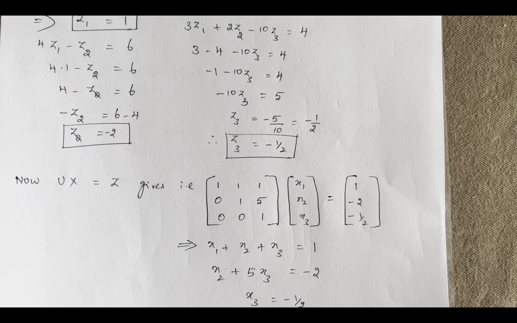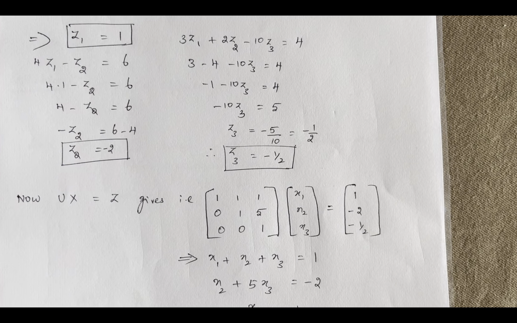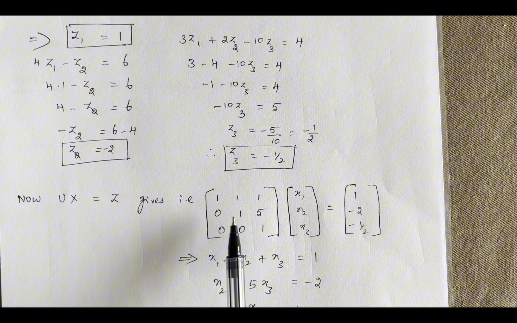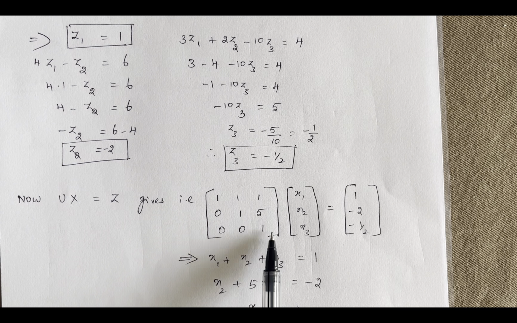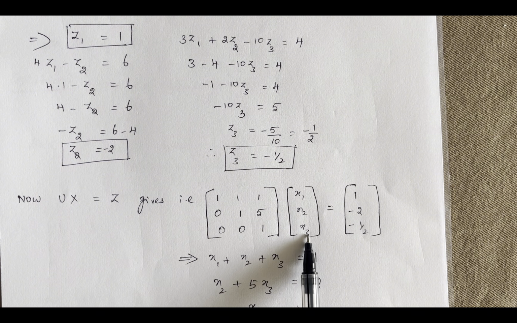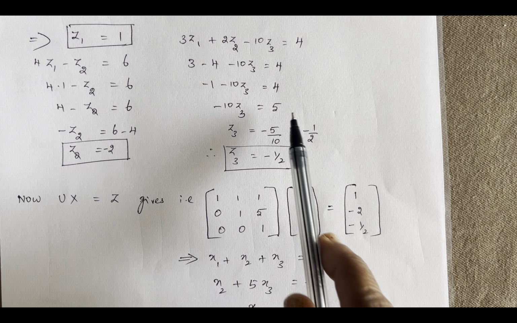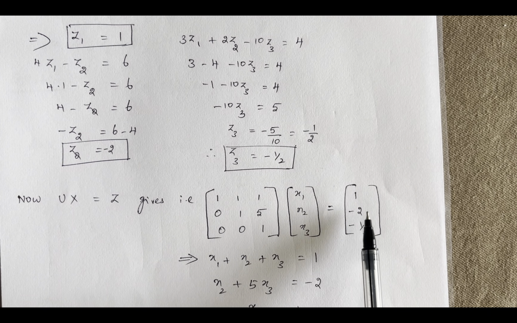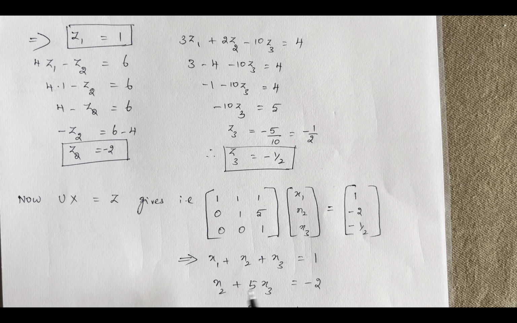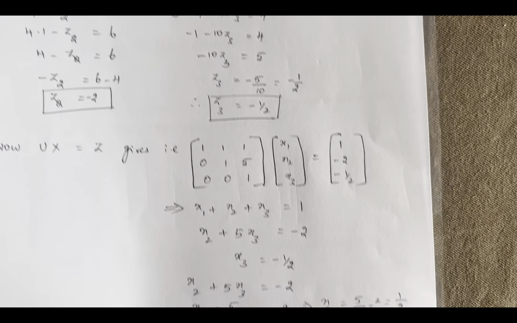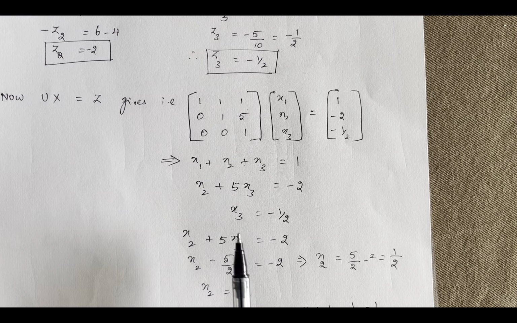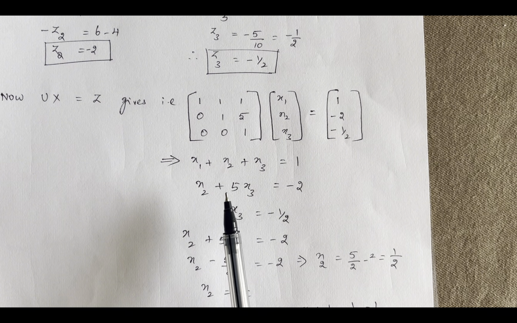Then when we come back to the second equation, Ux is equal to Z, U is going to be 1 1 1, 0 1 5, 0 0 1, and X1, X2, X3 we need to find out. From the previous step we know the values of Z1, Z2, Z3, so that is our Z matrix. So now, again by ordinary multiplication, we get x1 plus x2 plus x3 is equal to 1, x2 plus 5x3 is minus 2, x3 is minus half. This is backward substitution: we know the value of the last one, and we need to put this value in the previous equations.